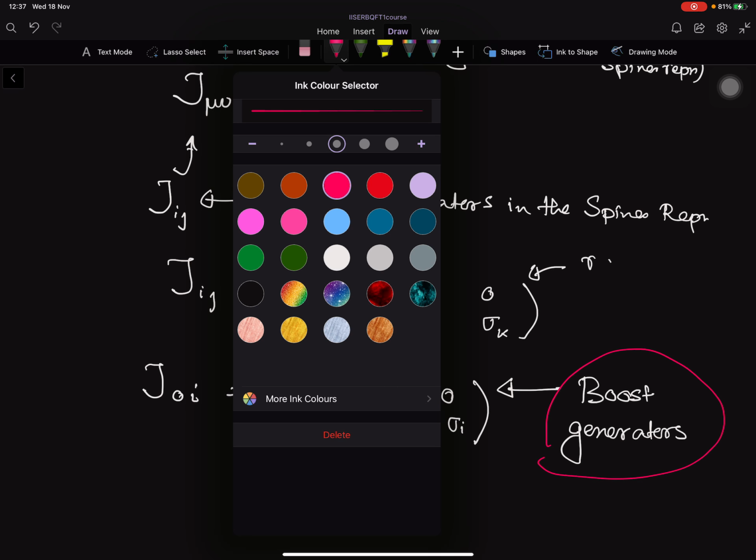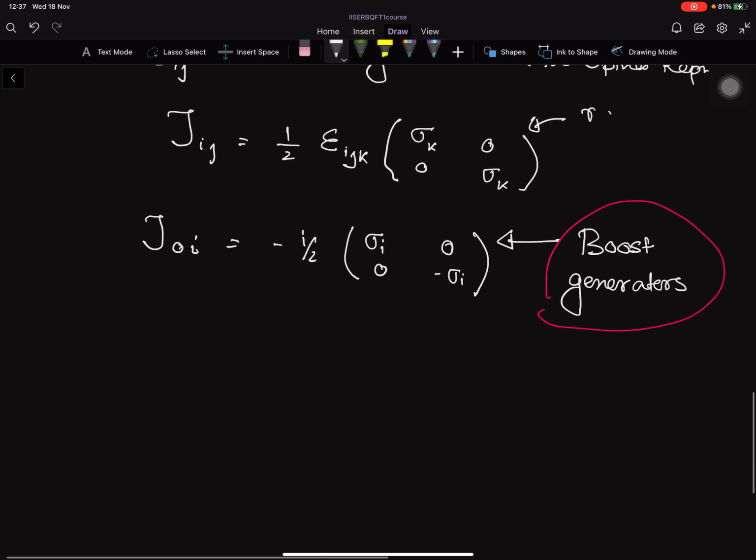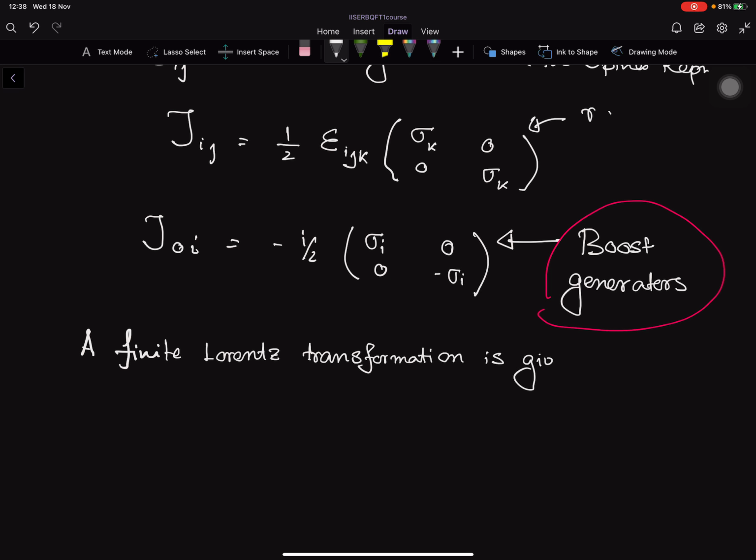So then in general, these are the generators of the infinitesimal transformation. The finite Lorentz transformation is given by the exponential map. These are the parameters of the Lorentz transformation, and a finite Lorentz transformation is then given by exponential of i omega_mu nu J^mu nu.